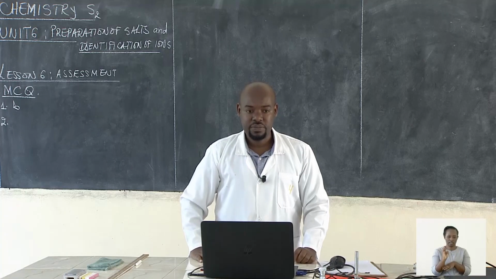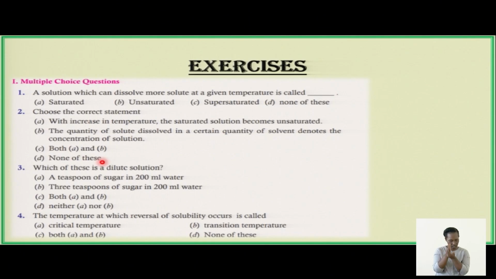So A is right. And what about B? The quantity of solute dissolved in a certain quantity of solvent denotes the concentration of the solution. That's right. Concentration of solution means what? Means the amount of solute dissolved in a given volume of a quantity of a solvent. So it is right, the concentration of a solution. So the right answer is C, because both A and B are correct.